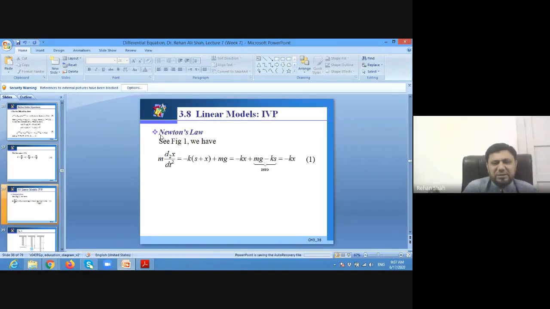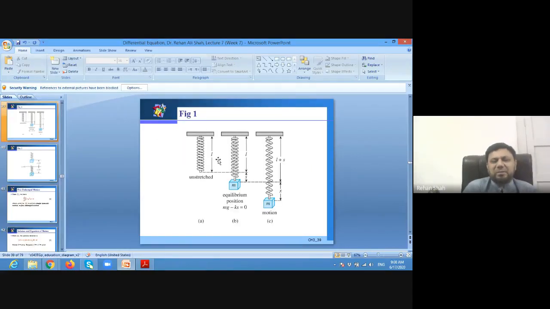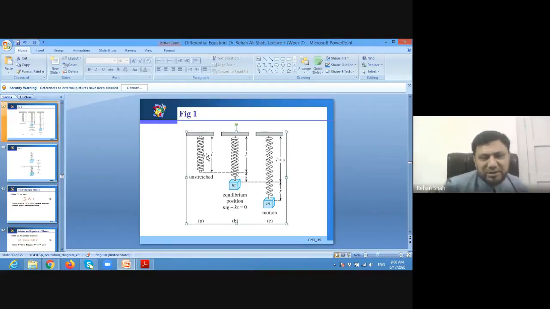So now this is linear models, that is initial value problem. We are now solving a practical problem. We are developing a differential equation and then we will try to solve it. So let's see an example. Let's see figure 1.